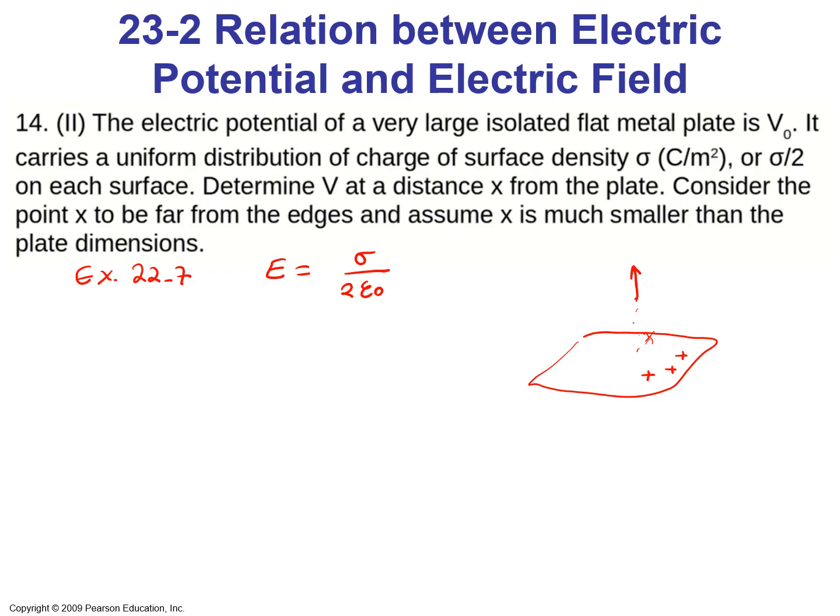And if we use equation 23 for A, we can say V at point X minus V, the potential at point 0, is equal to Vx minus V naught, and that is equal to the integral from point 0 to point X of electric field times dl.